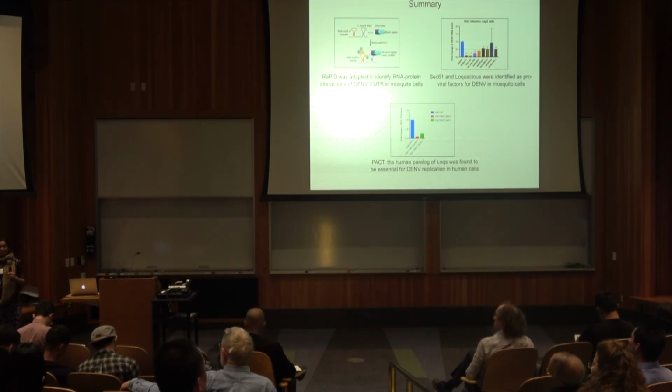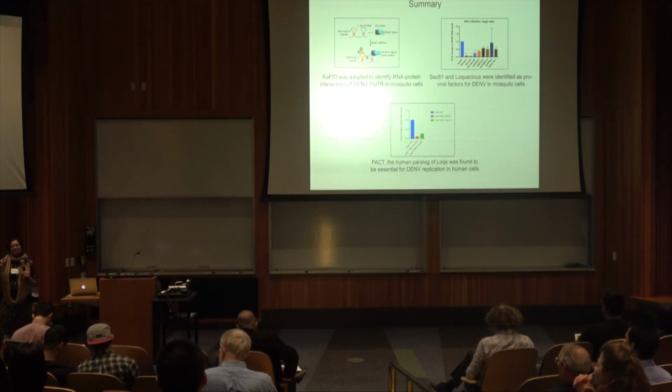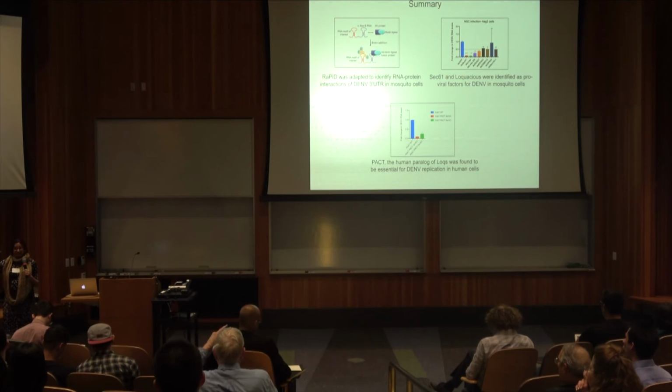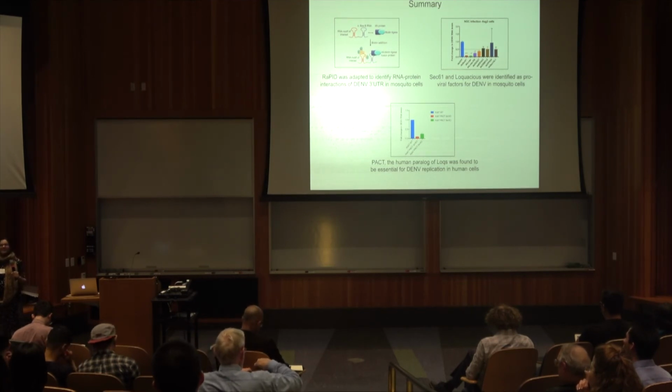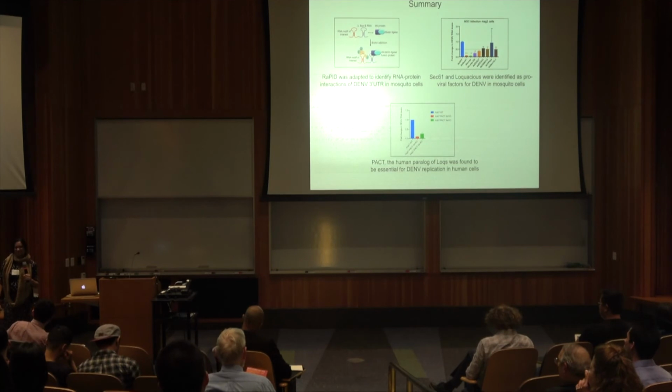And as to the possible role that they could be playing, with loquacious at least, we think there are two possibilities. One is that because it's a part of the RISC complex, it's possible that it's modulating siRNA or microRNA biogenesis in the cells and indirectly affecting the virus. The other, simpler possibility is that by directly binding to the viral RNA, it's able to recruit other host proteins that are required.